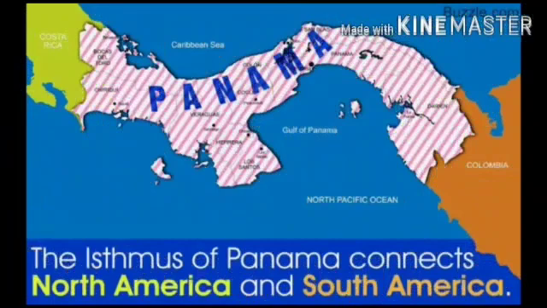Next, what is an isthmus? You know that it is a narrow strip of land which connects two large land masses and separates two large water bodies. For example, the Isthmus of Panama connects two large land masses, North America and South America, as well as it lies between the Caribbean Sea and the Pacific Ocean.